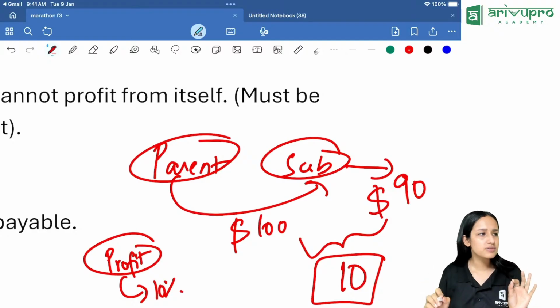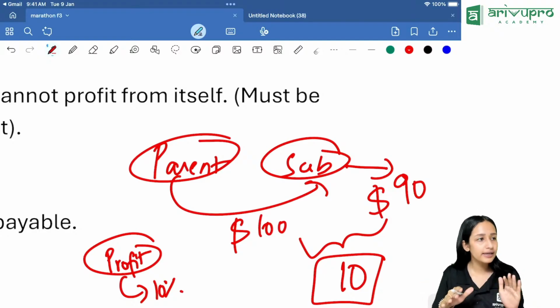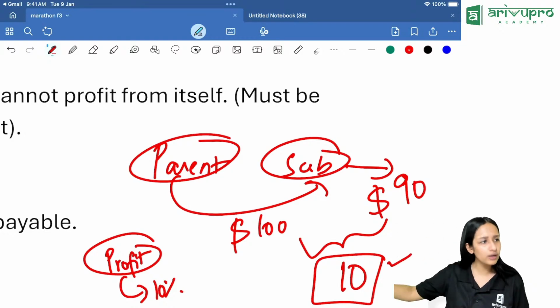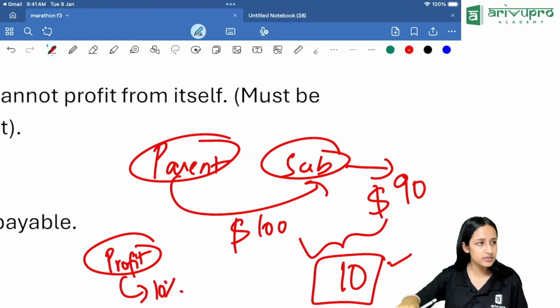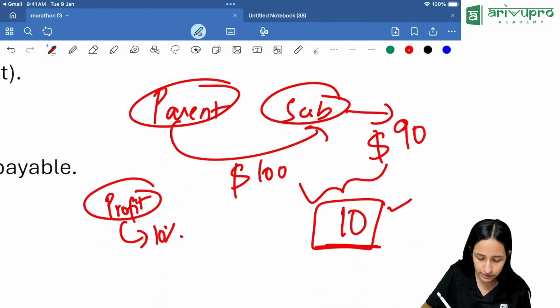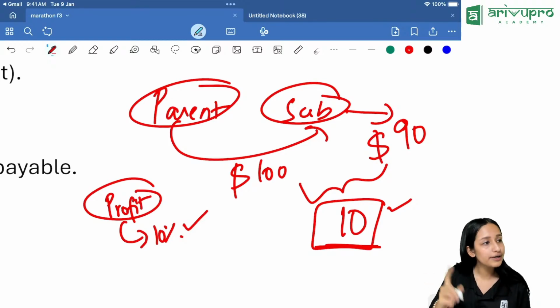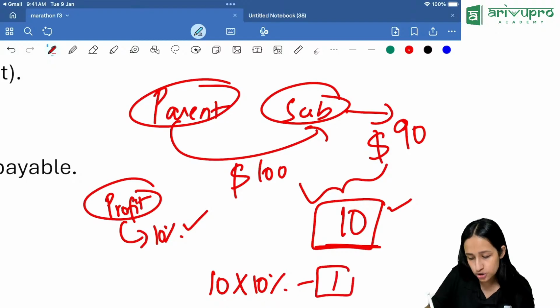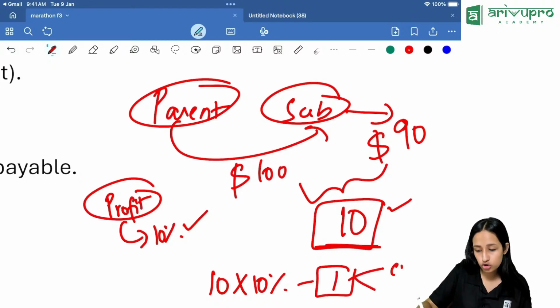He sold it to subsidiary. That is an intra-group transaction. We can eliminate it. The remaining money, that is this $10, hasn't gone out of the business. It is still within the business. We cannot include profit for it, correct? So for this one, the profit margin is 10%. So you will reduce this profit margin. So 10 into 10%, 1 should be reduced from your cost of sales.